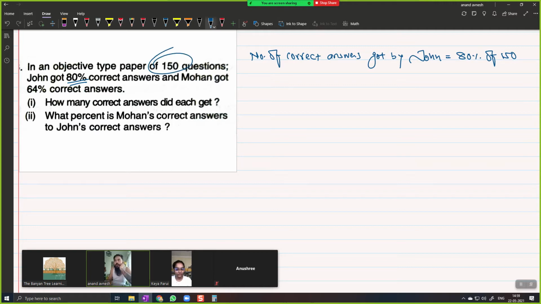Out of 150 questions, he got 80% correct. So 80% of 150 are the number of correct answers. That is 80 upon 100 times 150, 120. मतलब out of 150 he got 120 correct answers. Okay. Next statement you will tell me.